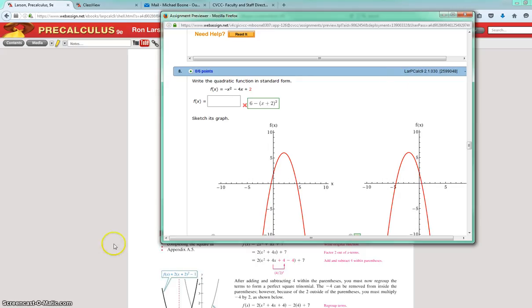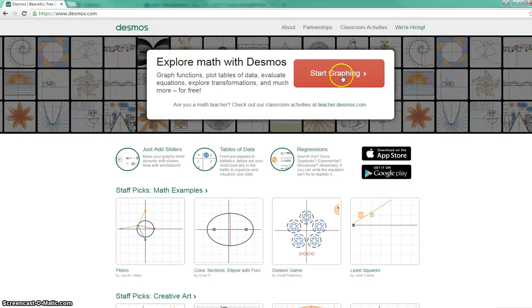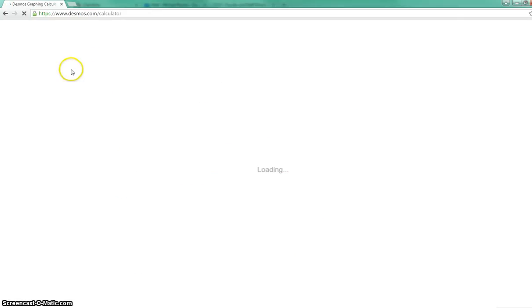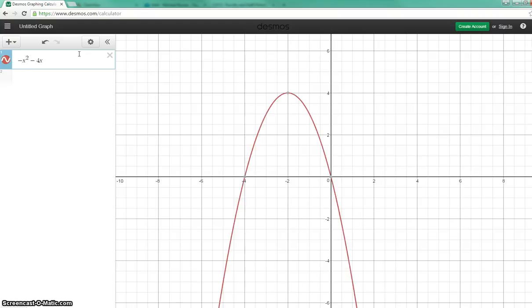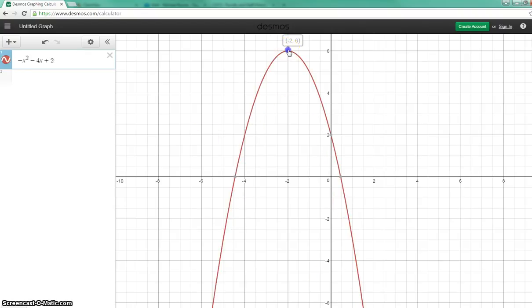We could go to our Desmos and do that. Negative x squared minus 4x plus 2 was my function. And so I see it has a vertex. That's great. I see it has a y-intercept, (0, 2). It also has these x-intercepts. Those aren't exact values, right?